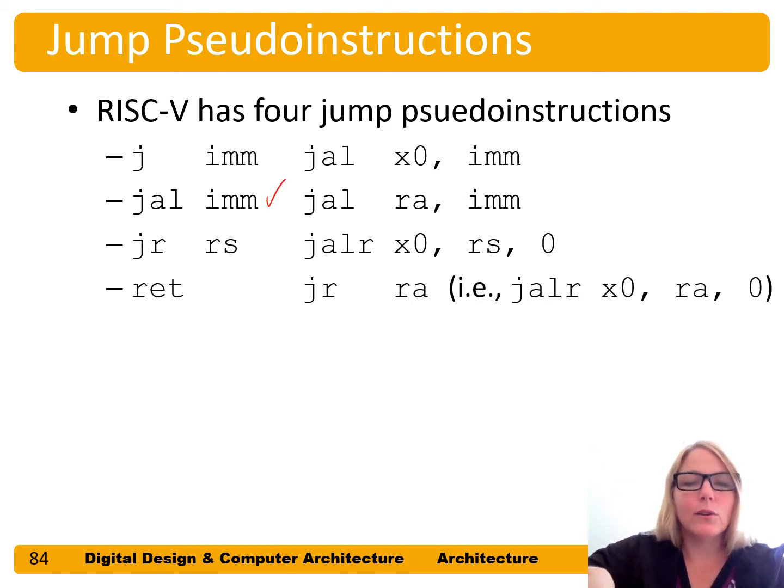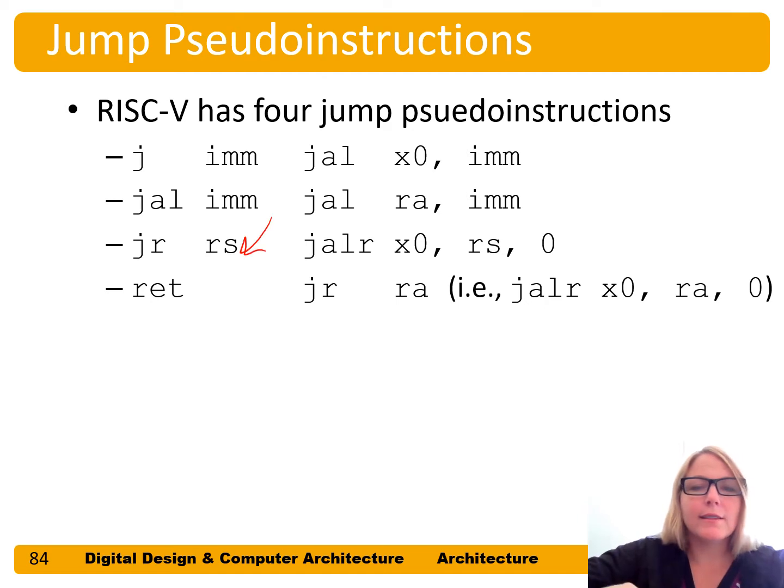This is pseudocode for jump and link RA. So RA gets PC plus 4, and then the immediate will encode where we want to jump to. We'll talk about that later. Jump register RS is pseudocode for jump and link register RS, 0, 0, the immediate, so we don't add anything to RS, and don't write PC plus 4 anywhere, right? Writing PC plus 4 to X0 will have no effect. And so this jumps to just the value held in RS.